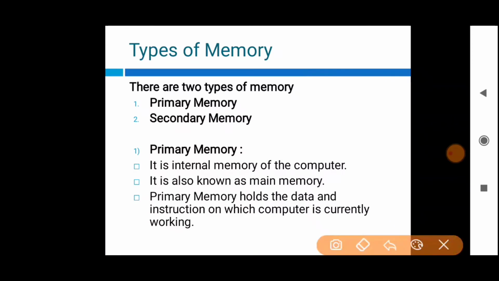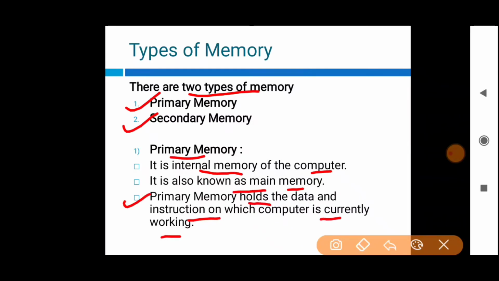So as we saw, primary memory and secondary memory are the two main types of memory. Now, primary memory is the internal memory of the computer. It resides inside the computer and is also known as the main memory. Primary memory holds the data and the instructions on which the computer is currently working.